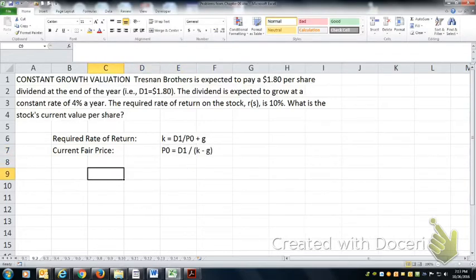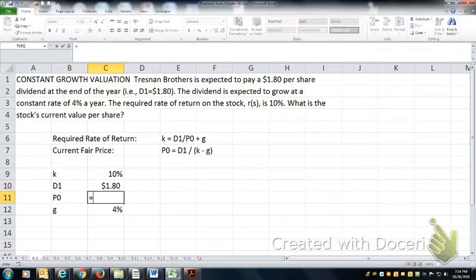Okay? So let's write down what we know here. K, D1, P0, and G, what components do we have? They're going to pay a dividend of $1.80 at the end of the year, or a year from now, you'll get $1.80. The dividend is growing at a 4% constant rate. The required rate of return, and the authors are using R, I like K, the required rate of return is 10%. So the only thing we're missing is the price today.